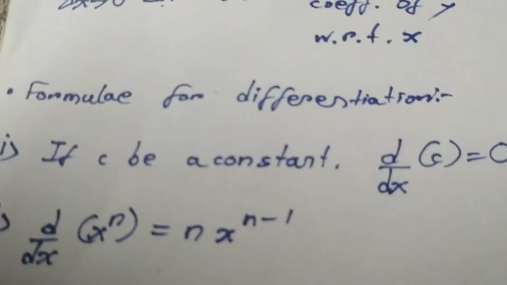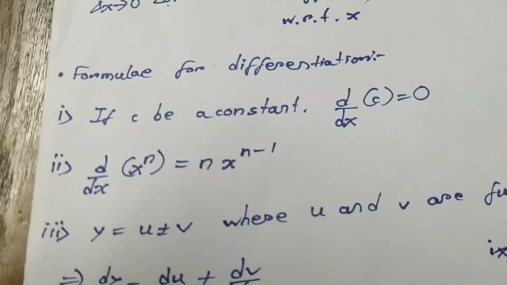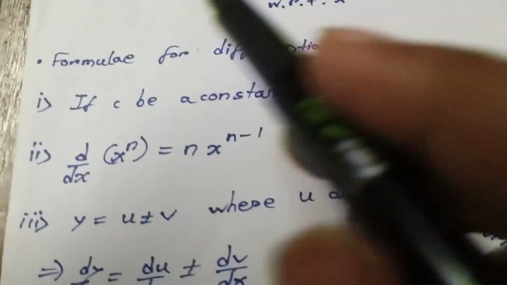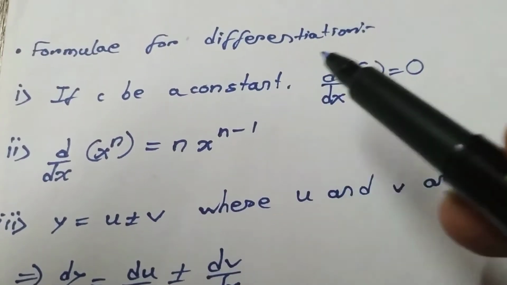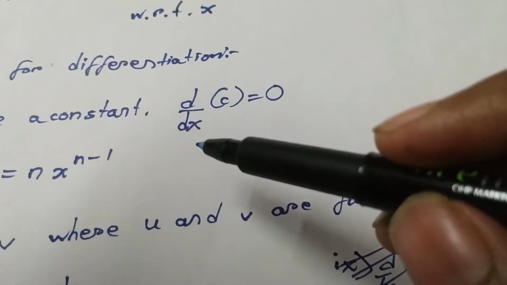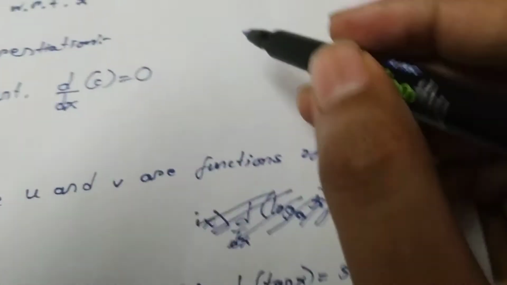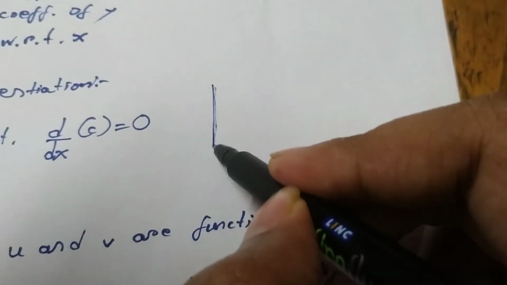Now I have written down some important formulae for differentiation which will be very handy in differentiating a curve or any function given. So the first formula is, if c be a constant, then d/dx of c equal to 0, that is the differentiation of c with respect to a variable x is 0. Now how can this be graphically understood? The proof to this is like this.